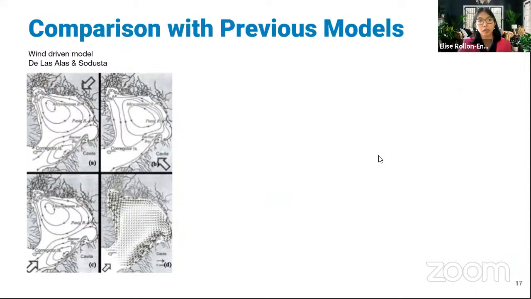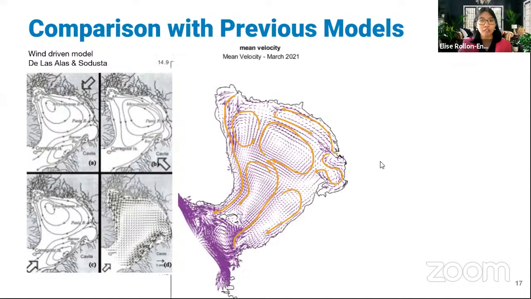Let's compare our model with the previous wind-driven model by De Las Alas and Sudusta. For our March model, north winds, the major difference is in Pasig River, in which the wind model says that the flow should be going to the northeast, but our model shows that the flow is going from Pasig River to the inside of the bay.